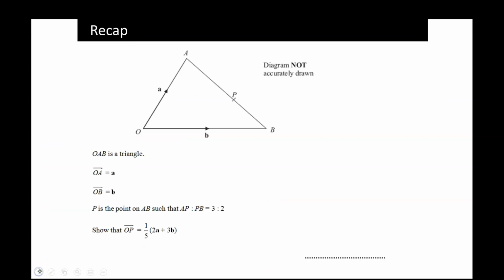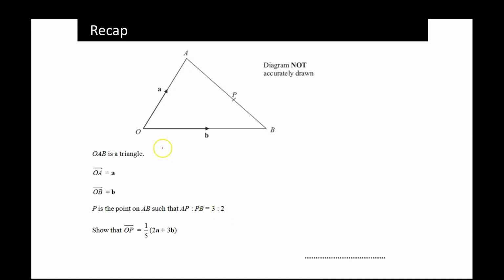Now, last Wednesday's lesson, did we do a live lesson? It was a live lesson. This was one of the questions we did just to finish off, or some people got onto. So I thought we'd just have a quick recap of what we need to do here. Now we need to show that OP is basically a fifth of 2A plus 3B. Well, OP is basically down there and up there, or you could actually go up there and down there.